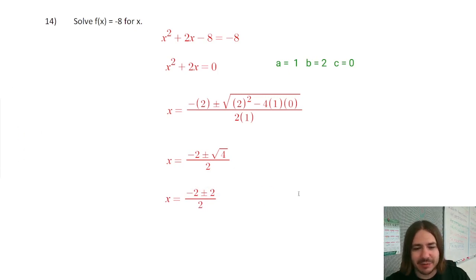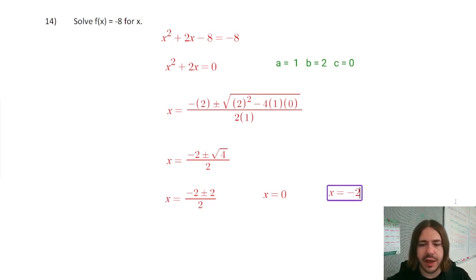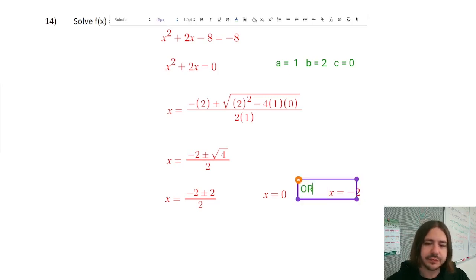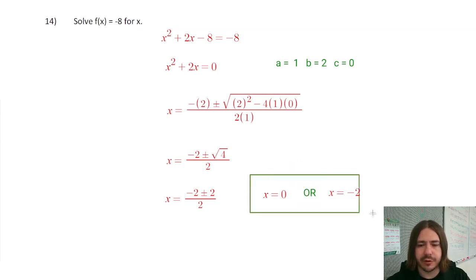All right, let's wrap this up. We've got -2 plus 2, that's going to be 0 divided by 2. That gives us x equals 0. Then -2 minus 2 is -4 divided by 2 is -2. So we get x equals 0 or x equals -2 as our final answers here. And this about wraps it up for this particular homework.